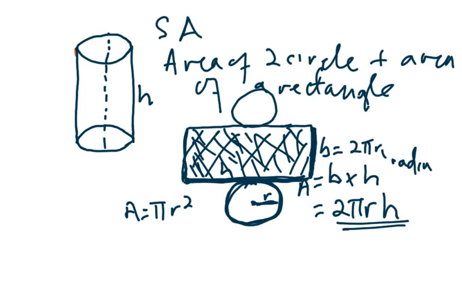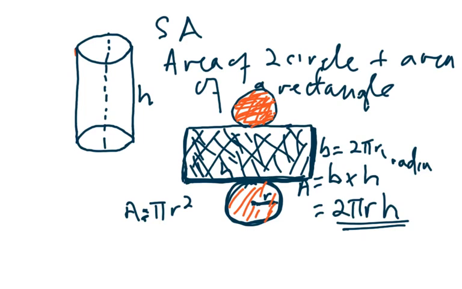So the area, therefore, of a circle is given by pi r squared. So that area would be pi r squared. These are identical. Therefore, that area would also be pi r squared.